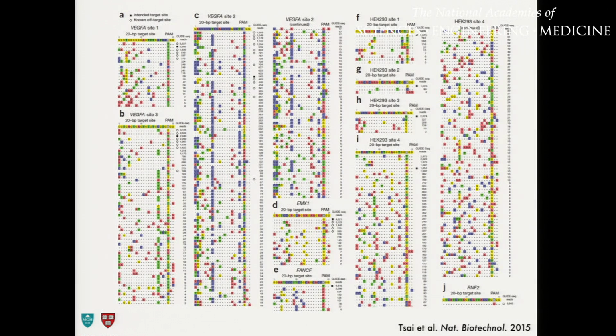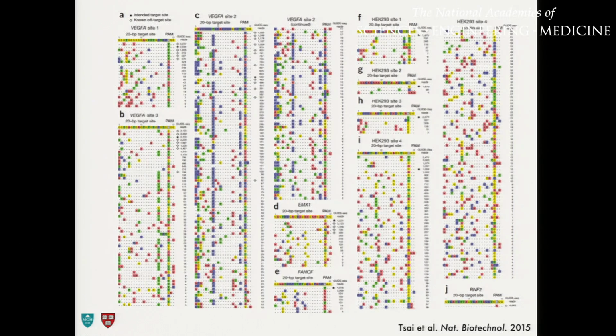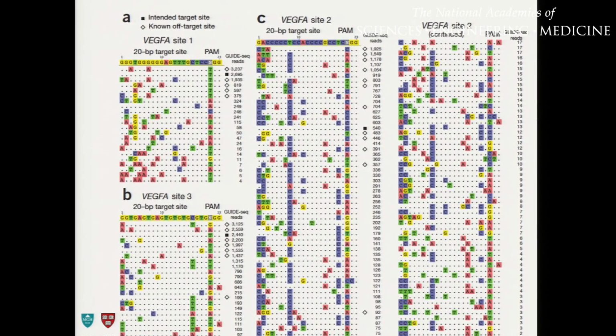Here's a plot of all the different target and off-target sites that we've seen in the study. I realize it's a little too small to see, so let's zoom in on that. At the top, I have the intended CRISPR-Cas9 target site, along with the protospacer adjacent motif on the right, NGG. I've listed the off-target sites in order of frequency. The intended on-target site sequence is at the top, and mismatches relative to the intended site are indicated with the colored boxes.